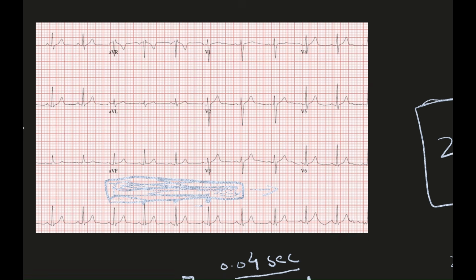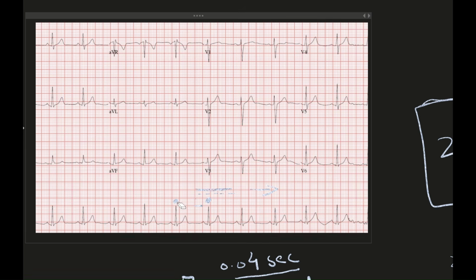If you move the paper on which you have marked towards this side, and the dots you have placed over the paper exactly fall over the next consecutive QRS complexes, then the rhythm is normal.